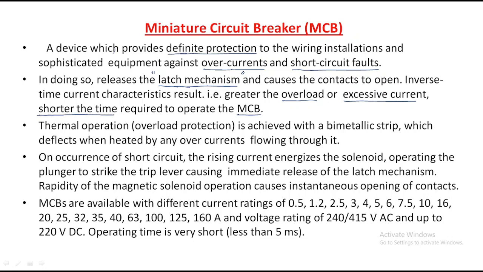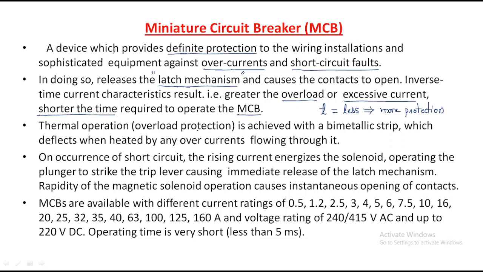Any equipment must be operated in less time. If it operates in less time, more protection is available. If it takes more time to operate, then automatically the equipment or load will get damaged. That's why any protecting device for an electrical system must operate in a less span of time. That gives more reliability. So it is very less time compared with the fuse.